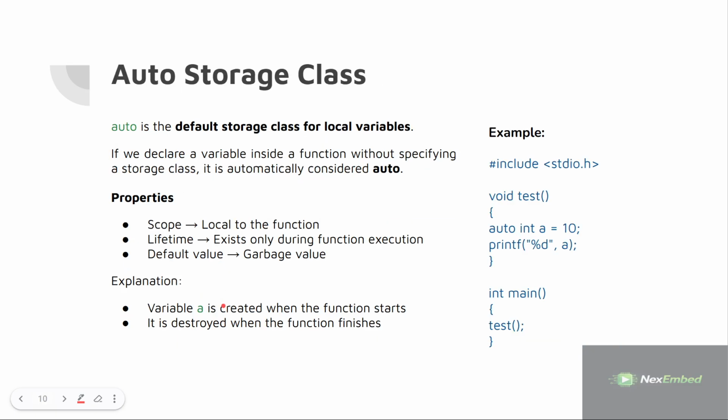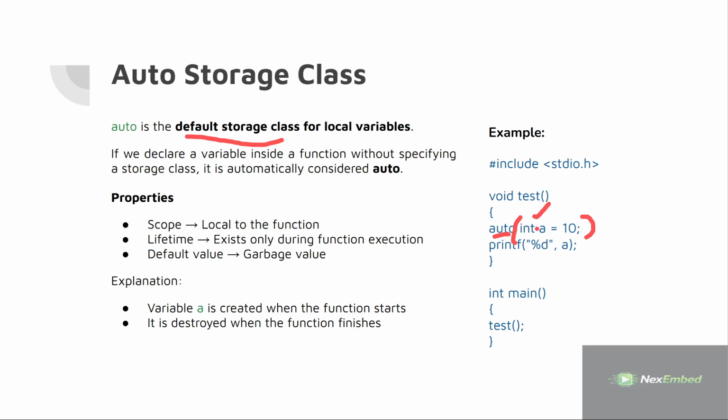So the first one is the auto storage class. Auto is the default storage class for a local variable. For example, I just declared int a = 10. I didn't mention any storage class, so my compiler will automatically consider this int a as an auto storage class.